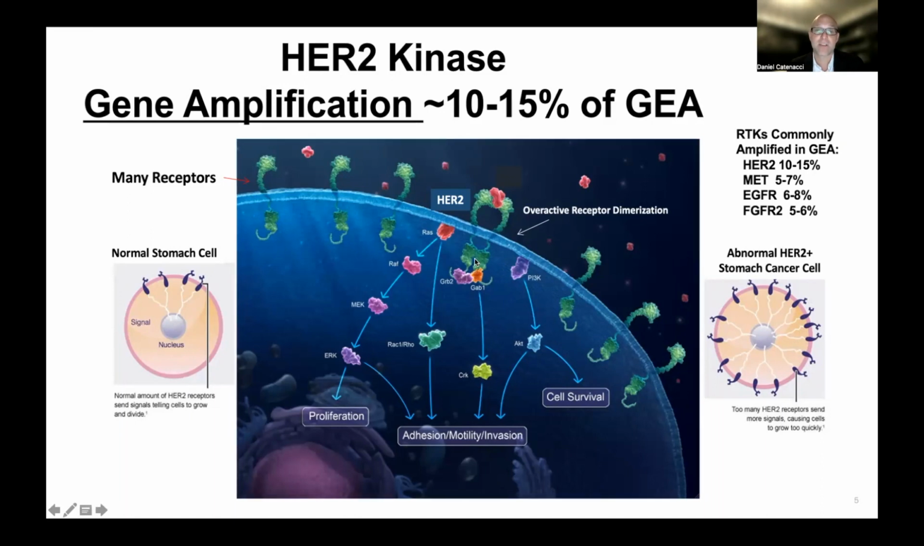It's always dimerizing with its partners and leading to a signaling cascade through other molecules into the nucleus of that cancer cell that then reprograms the DNA through transcription factors, turning on the transcription of other genes that lead to proliferation, movement of the cells, motility, invasion of the cancer cells, and the ability of the cells to survive. And so this is the mechanism of how HER2 signals through this pathway.